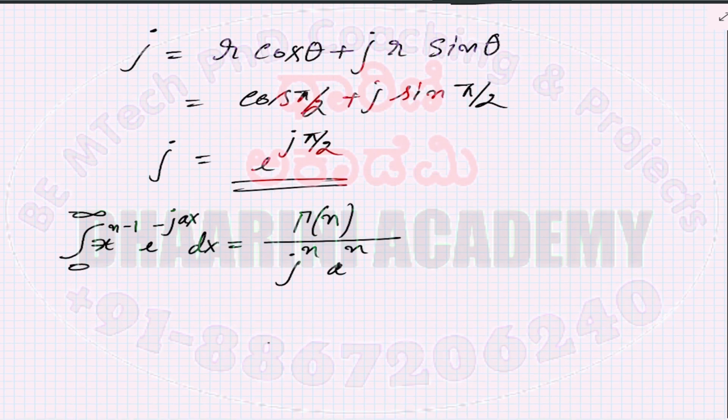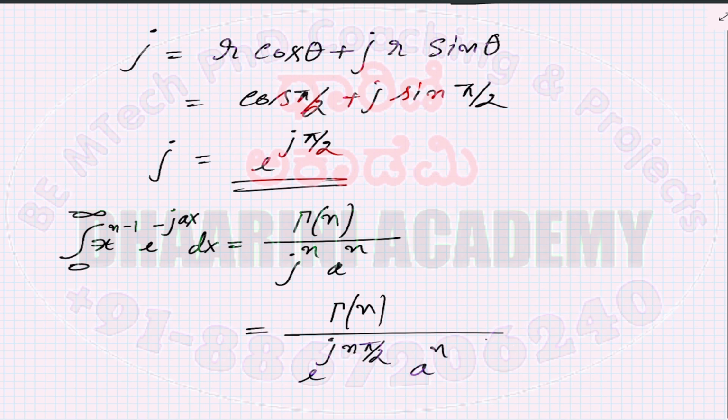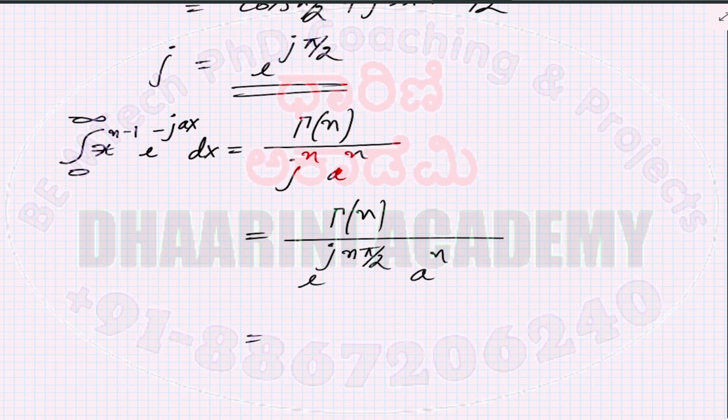So this is equal to gamma n whole divided by, see, j is nothing but e to the power j pi by 2, and there is an n coming up. J power n, where j is equal to e to the power j pi by 2, so I will multiply by n into a to the power n. So let's go back. This is very similar to the previous case. If you remember, this is gamma n by a to the n into e to the minus j n pi by 2.